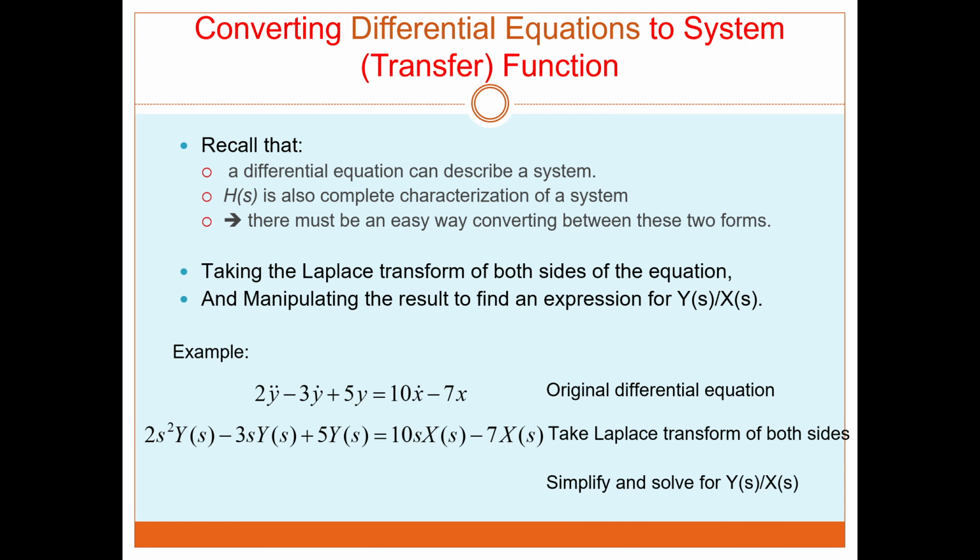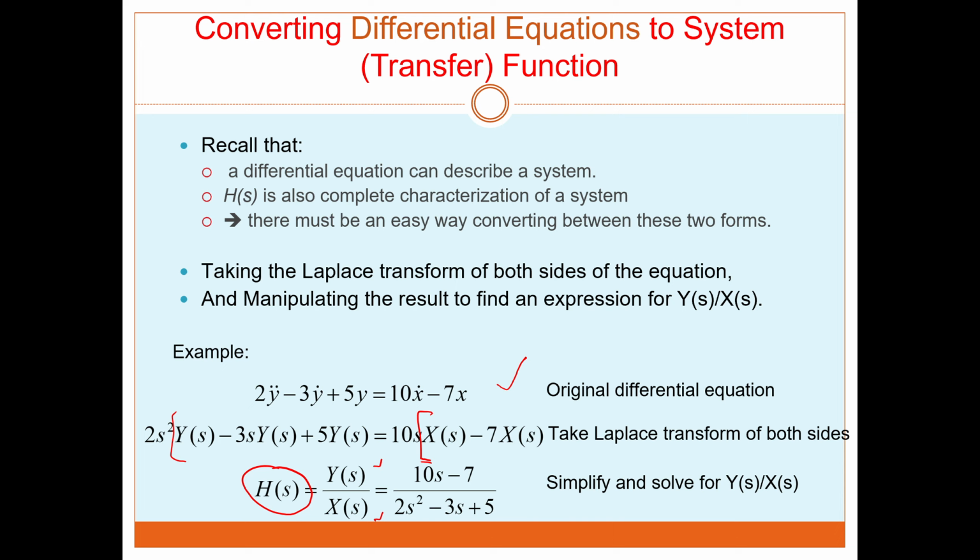All right, so we recall that a differential equation can describe a system. So the transfer function H(s) is also a complete characterization of the system, meaning we define the output divided by the input. So if we have the original differential equation, this one, we can have the Y(s) part and also the X(s) part from here. So from this we can derive the transfer function by dividing Y(s) and X(s).